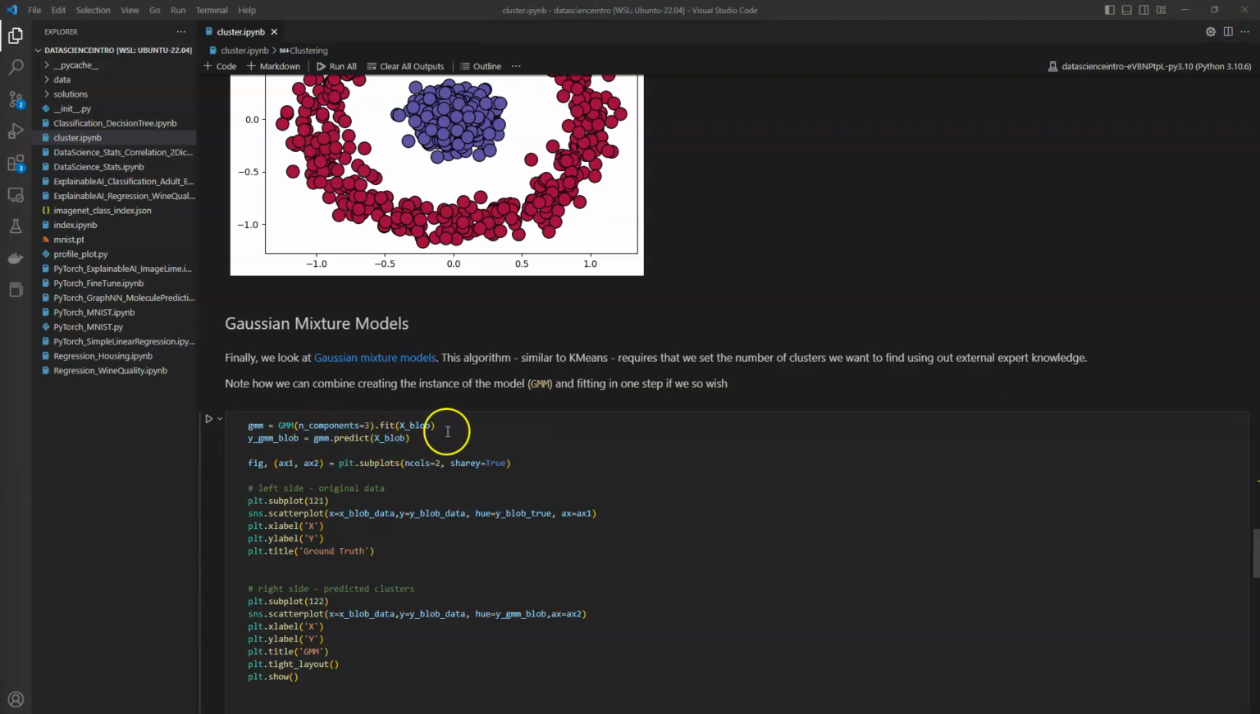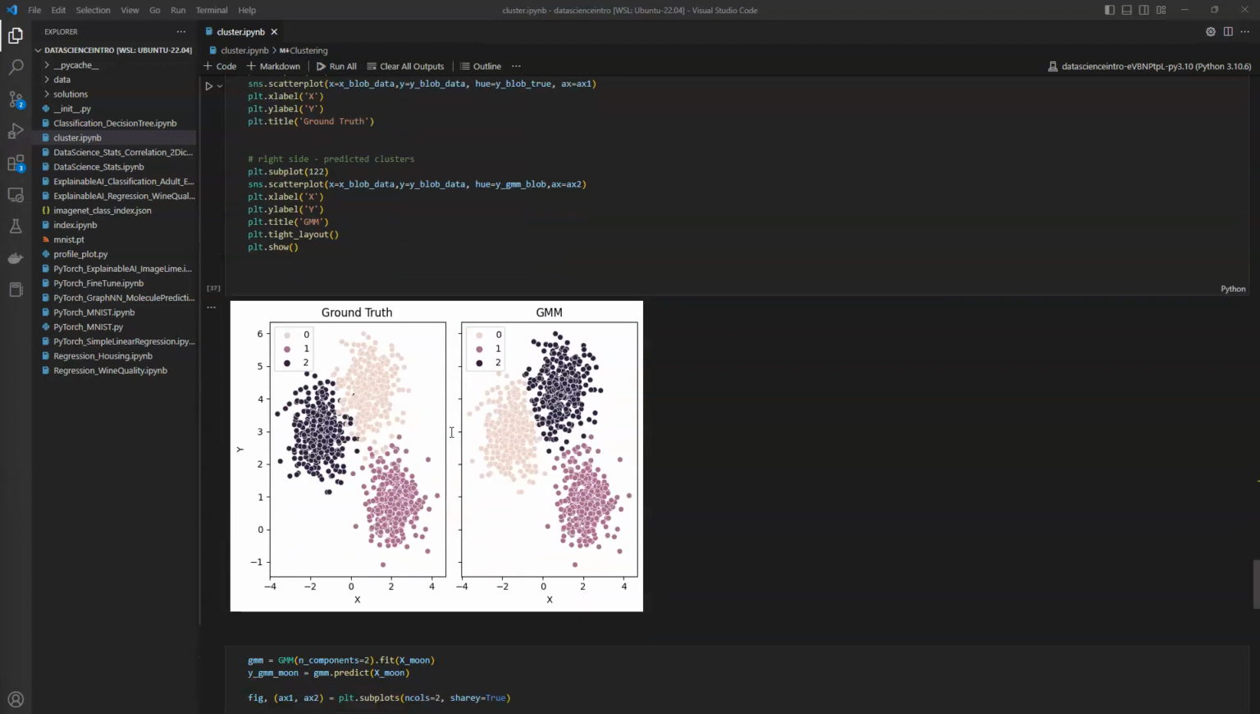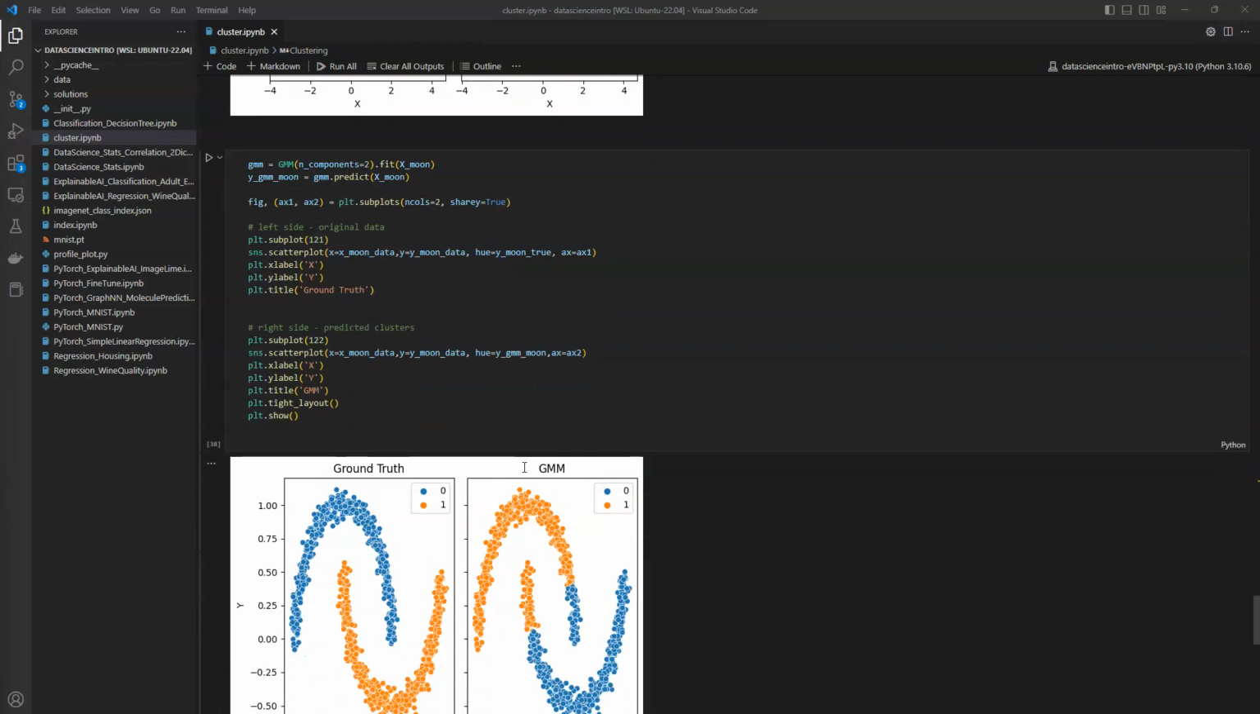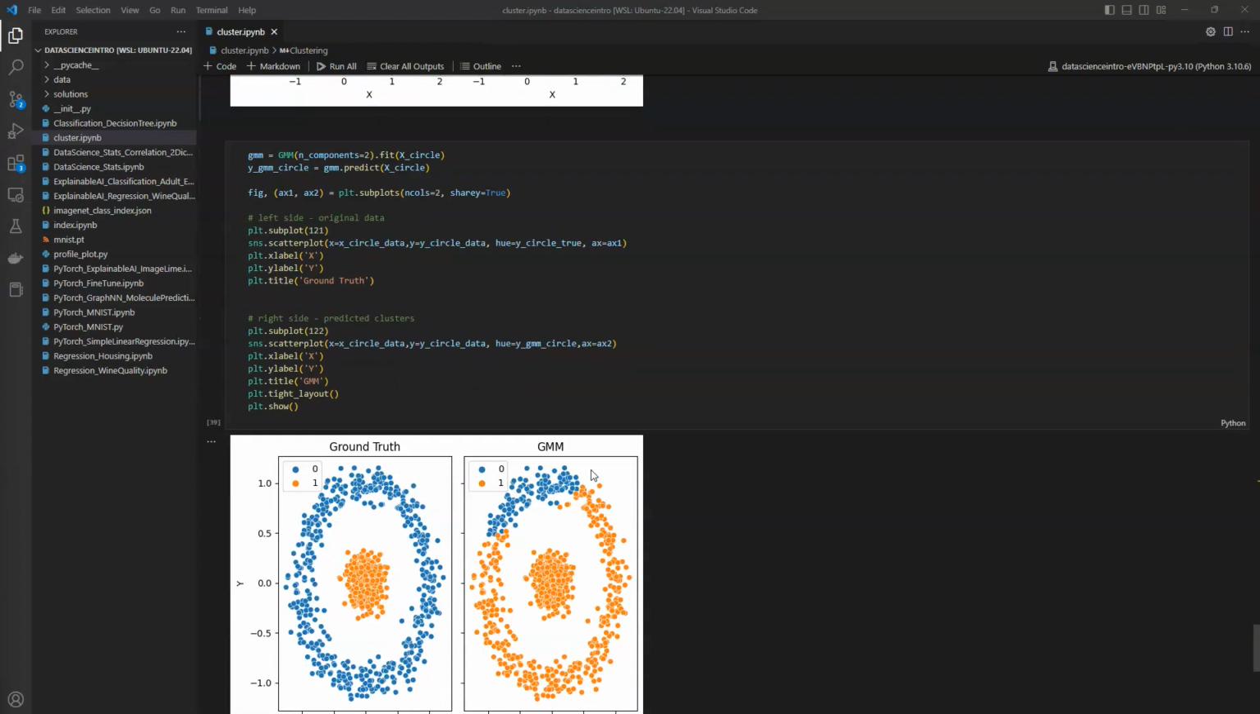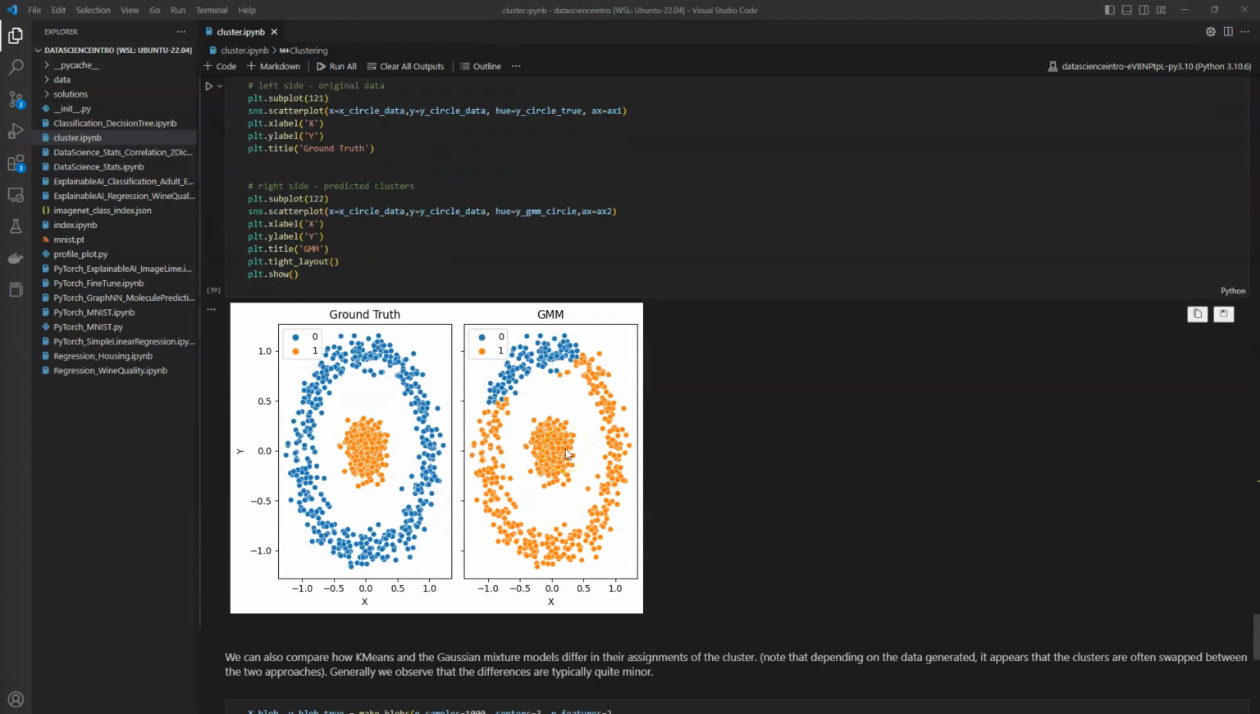Note that we can also chain these together. So here we create an instance that is fitted directly. For the blobs, we can also see that it behaves quite differently to DBSCAN, but very similarly to k-means. It's essentially the same picture. And you can also see that the Gaussian mixture model has the same problems as k-means in this half-moon data set. And if we do it for circles, it's even worse.